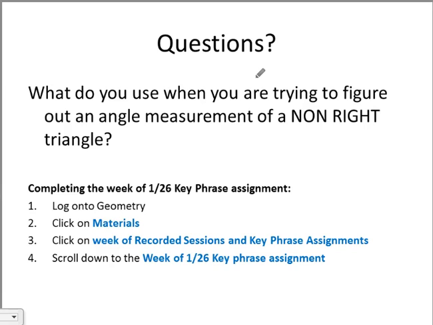So you're ready for the key phrase assignment. Remember, we're doing the week of 126 key phrase assignment. You need to answer this question. What do you use when trying to figure out an unknown, it could mean angle measurement or an unknown side? I just put angle measurement, but it could also include an unknown side of non-right triangles.